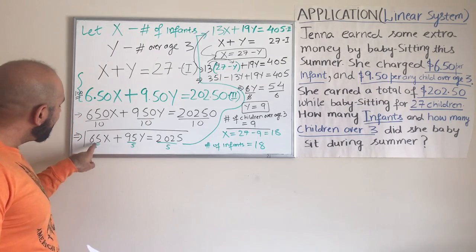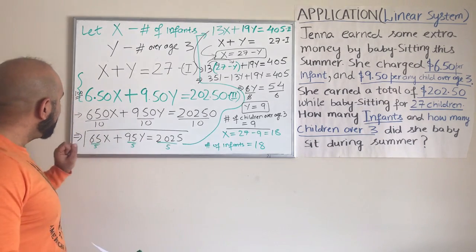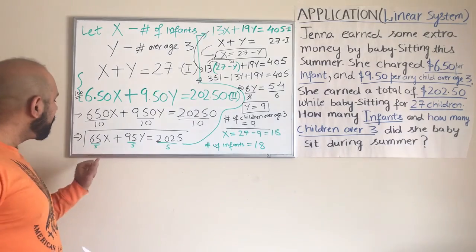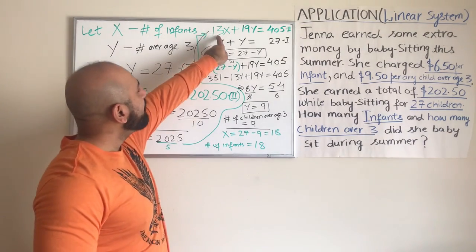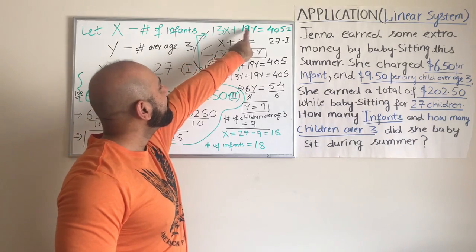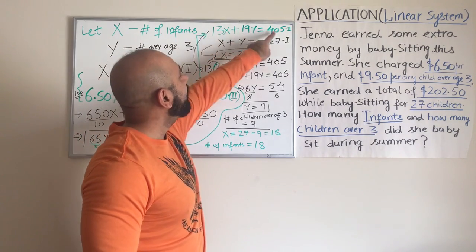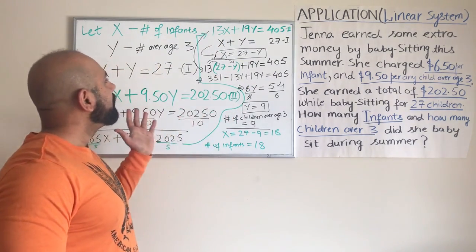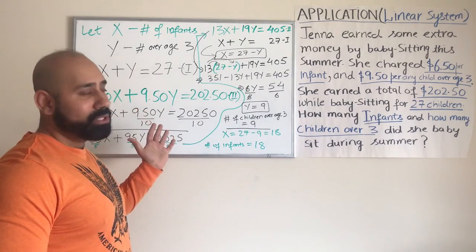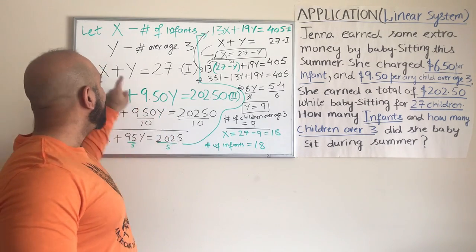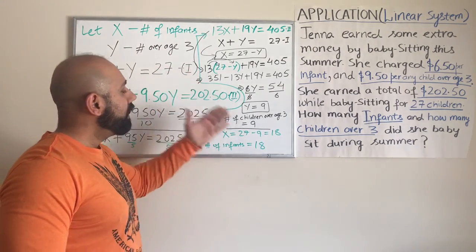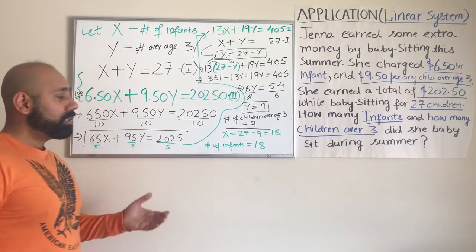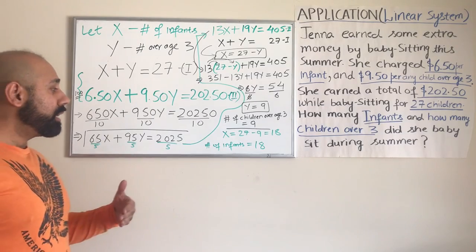Then I realized once I got this equation right here that they're still divisible by 5. So I divided all the terms by 5 and I got this piece. And right here I had to stop, because looking at the coefficients here and the right hand side, I could see that I cannot divide by a common number. So I just stopped right there. Then I brought in my first equation, used the substitution method, and finally we got the number of children over age 3, and we got the number of infants.